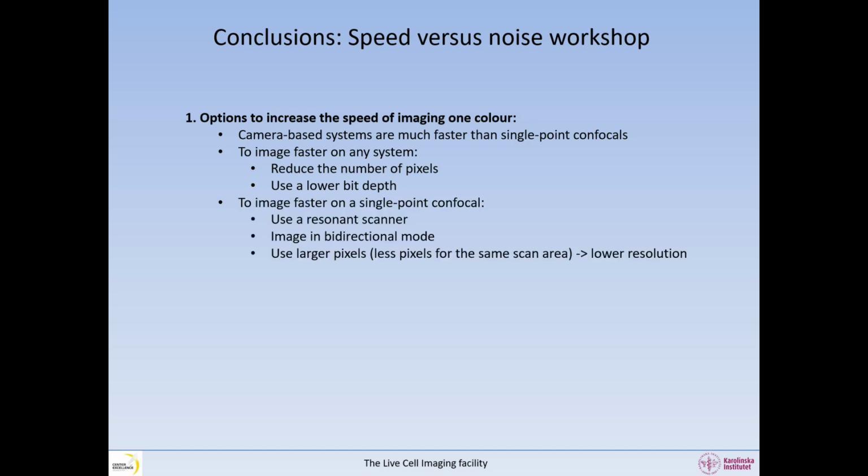On single-point confocals, the options that we have to go faster are to use a resonance scanner, or to image in bidirectional mode, or to use larger pixels, so we have fewer pixels in the same scan area. Unfortunately, that lowers the resolution. On camera-based systems, to go faster, we can increase the readout rate. We can also use larger pixels by binning, and again, this leads to lower resolution.